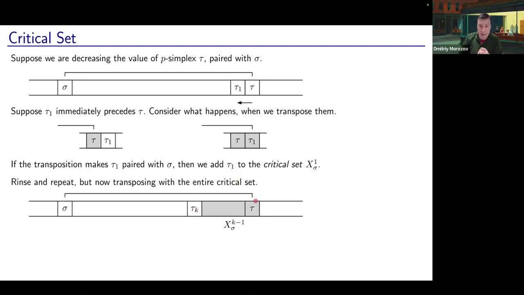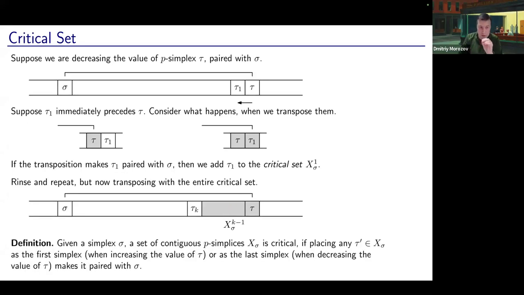I can keep moving this entire sequence of simplices in the critical set. I can check what happens to the simplex that precedes it. If, when I move it to the right, it becomes paired with sigma, then I have to add it to the critical set and move this entire thing together. If it doesn't, then I can forget about it. And so this crucial object that I care about is what I call a critical set, which is this contiguous sequence of simplices, such that if I place any one of them, in this case the last one, it's going to become paired with my reference simplex sigma.